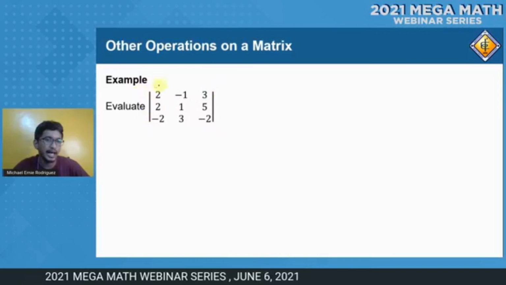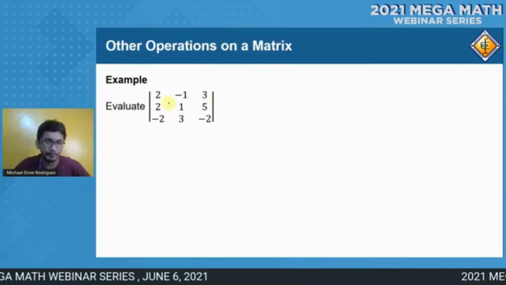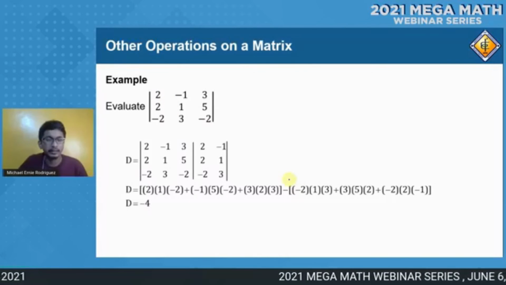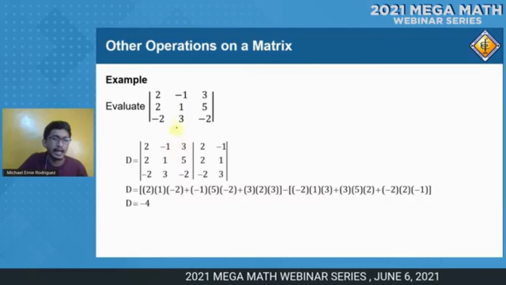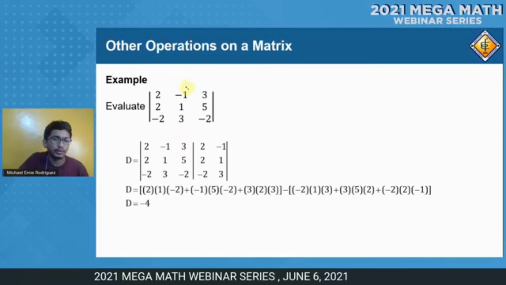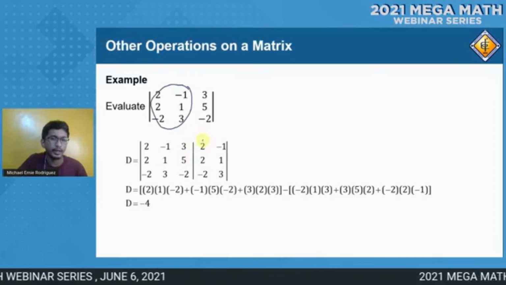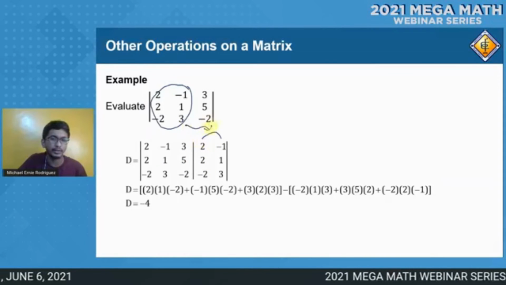So, you need to solve for the determinant of this. To evaluate the determinant, what I do is copy the first two columns. These first two columns, I copy them here to the right, next to the matrix.